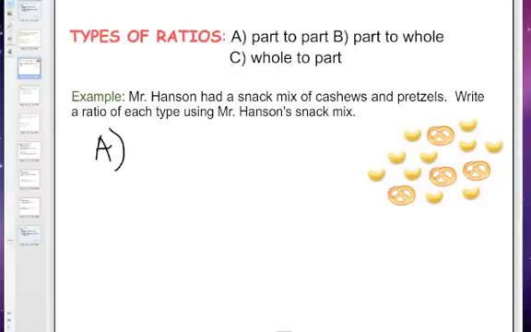So the first type was part to part. He has two parts in his snack mix. He has cashews and pretzels. So if I wrote the ratio of pretzels to cashews, that would be part to part.